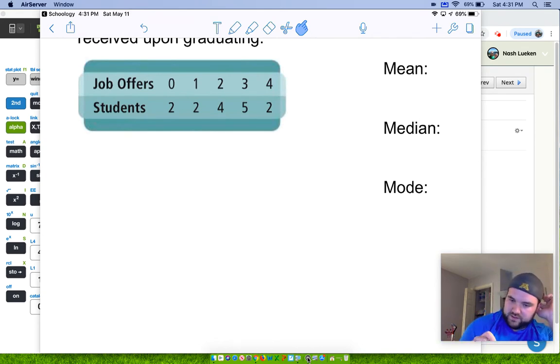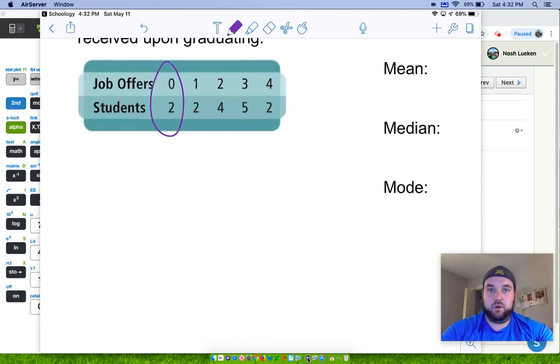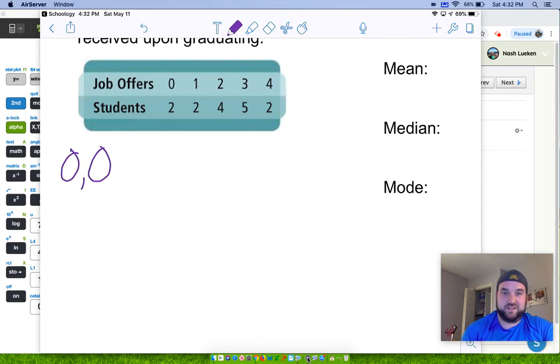So the way you would read this is like some students got 0 job offers out of college. How many did that apply to? Well, that applied to 2. So the frequency is the bottom number, or how many times did the top number happen? Okay, so this is saying 2 students received 0 job offers. The next column tells me that 2 students received 1 job offer each. The next one says 4 different students received 2 job offers.